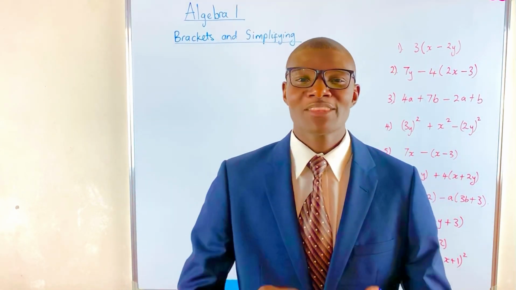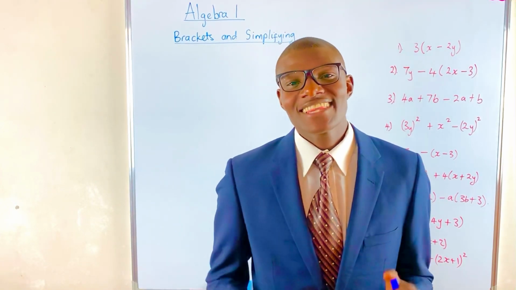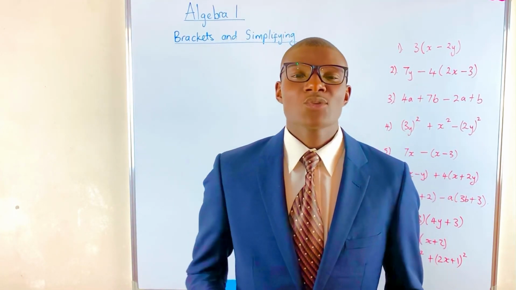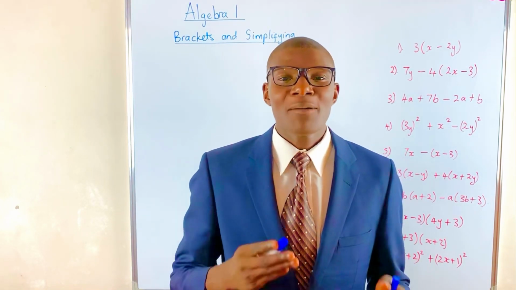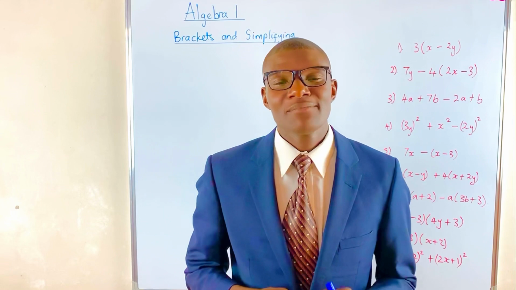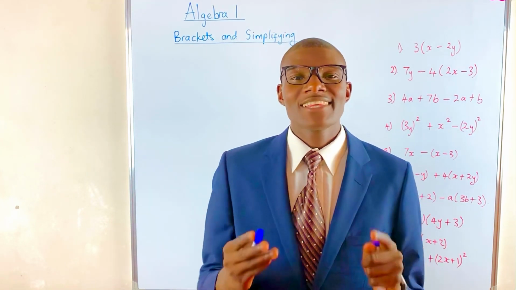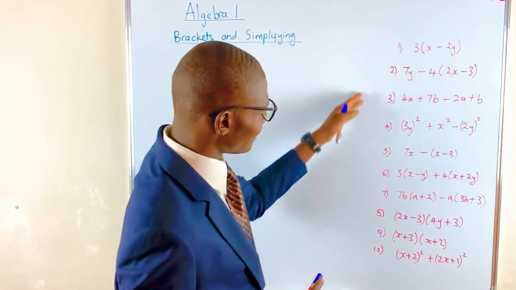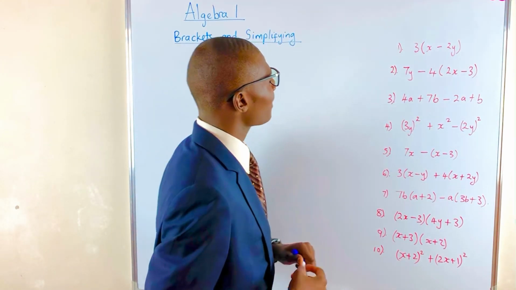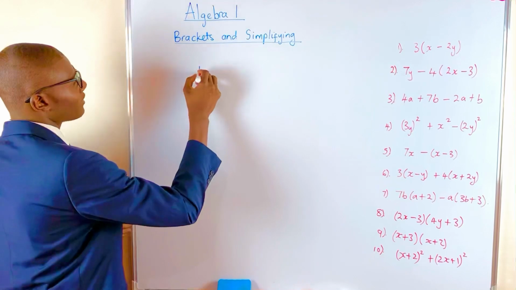Today we're going to look at the first part of algebra, and this is simplifying brackets. When simplifying brackets, we have to know that a term outside the brackets multiplies each and every term that is inside the brackets, and this is what you call the distributive law. Now we'd like to look at these 10 questions, and so let's start off with number 1.